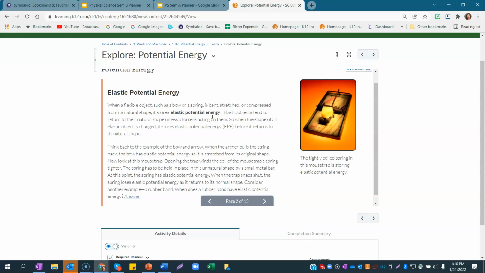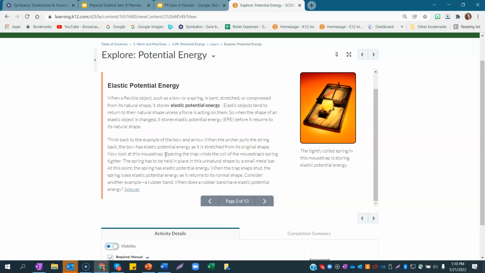Elastic objects tend to return to their natural shape unless a force is acting on them. So when the shape of an elastic object is changed, it stores elastic potential energy, EPE, before it returns to its natural shape. Think back to the example of the bow and arrow. When the archer pulls the string back, the bow has elastic potential energy as it is stretched from its original shape. Now look at this mousetrap.